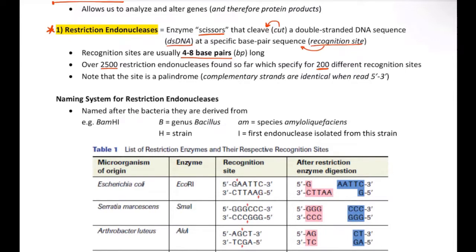Now, the cool thing about these endonucleases and the recognition sites is that the site itself has a special characteristic. It's a palindrome. What's a palindrome? Forwards and backwards, exactly the same, right? Do you know any examples of palindromes? Race car is a good one. Taco cat, pretty common one. You get the idea, the same forwards and backwards. Any other ones?